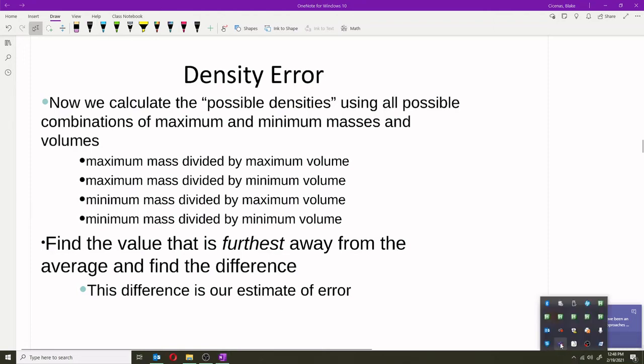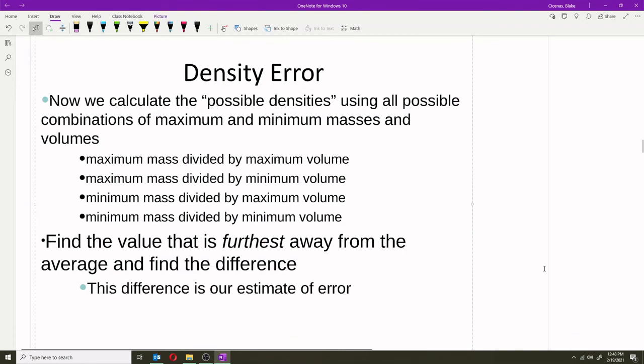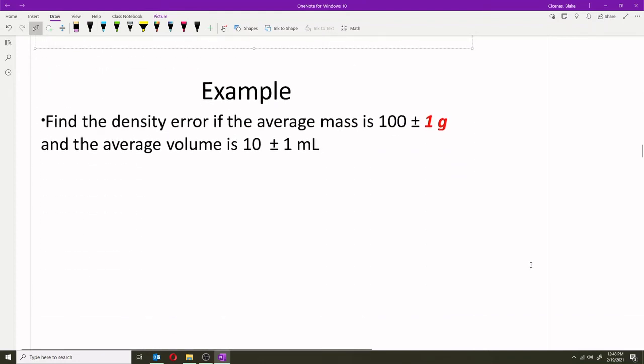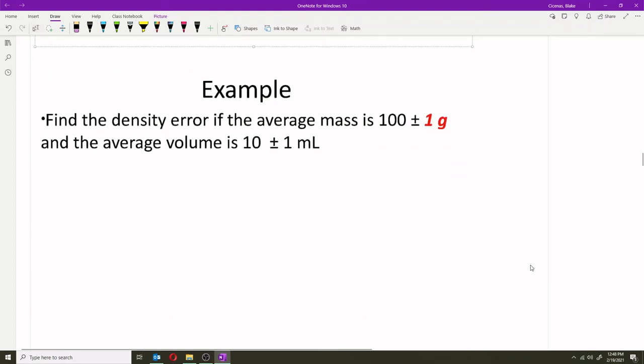min mass divided by max volume, and then min mass divided by min volume. Then, like I said, you're going to find the value that's furthest away from the average and find the difference, and that's the estimate of error. So let's do an example. Let's find the density error.